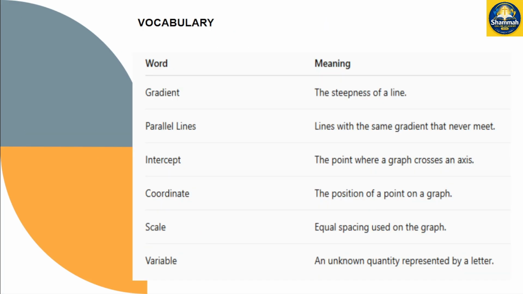So like I said earlier, the gradient is simply the steepness of a line, right? I already explained that parallel lines are lines with the same gradients that can never meet. Then your intercept is simply the point where your graph crosses an axis. The coordinates, I have already said, is the position of a point on a graph. Then your scale is the equal spacing you used on the graph. While your variable, like I said previously, is the unknown quantity represented by a letter x or y.